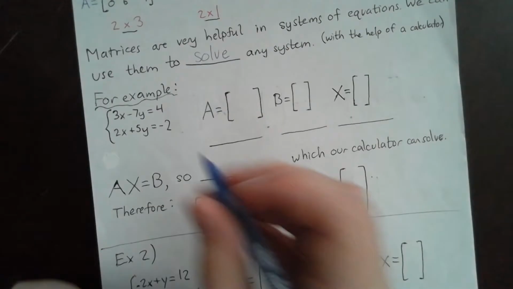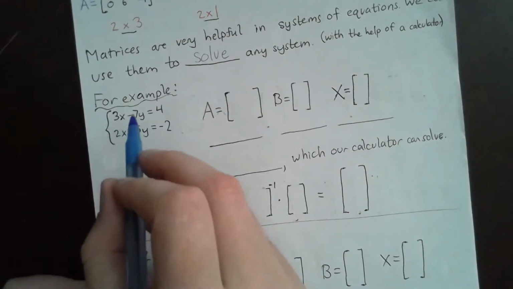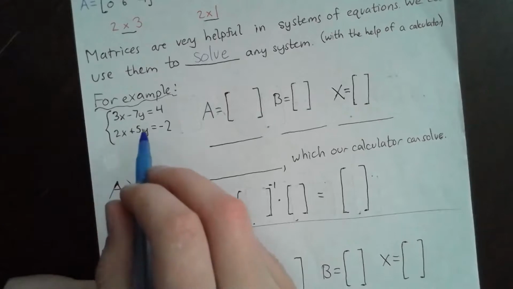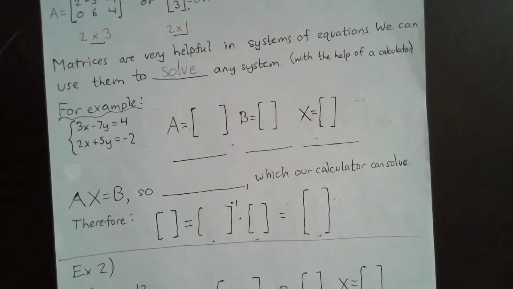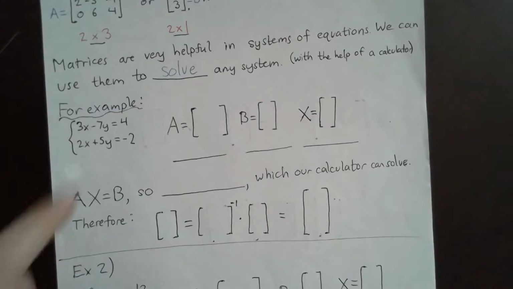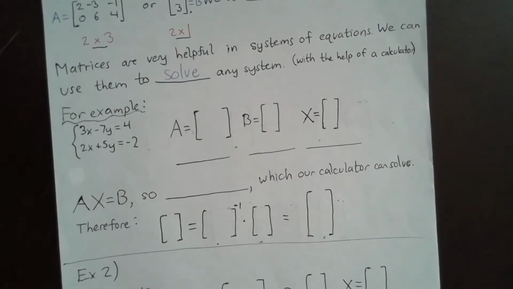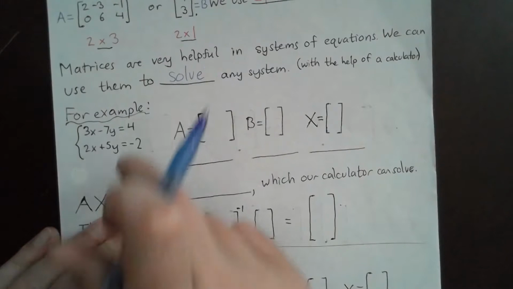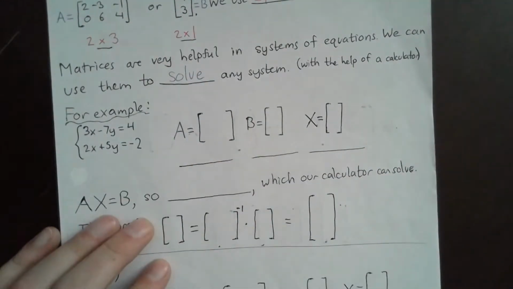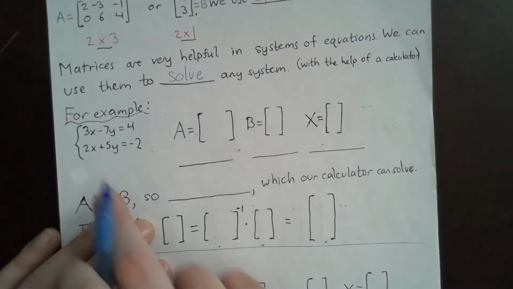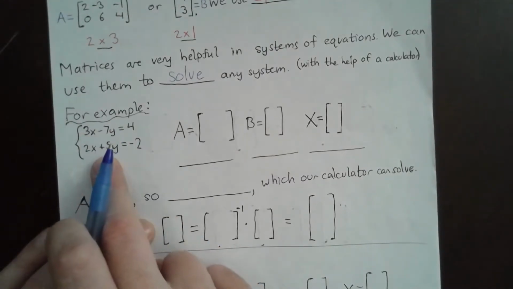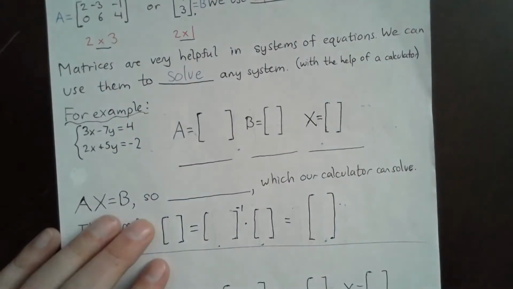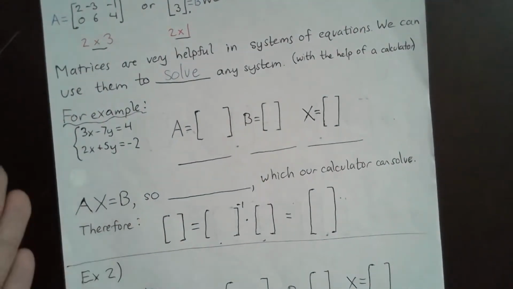For example, here's the system: 3x minus 7y equals 4 and 2x plus 5y equals negative 2. Pretty standard. There's no good way to solve it from what we know though, because substitution would be awful, trying to get a variable all by itself. Nobody wants to do that. And elimination would kind of be a pain, because in this case we'd actually have to multiply both of our equations. We can't multiply the bottom one by anything to get a 3 here or a 7 here. It would just be a pain. We would have to do a bunch of extra steps. So that's where matrices come in handy.